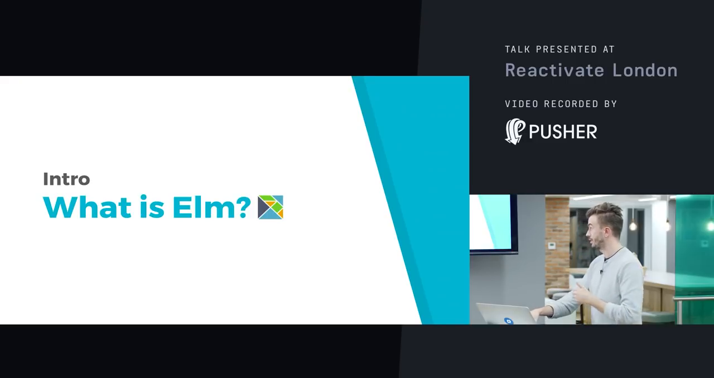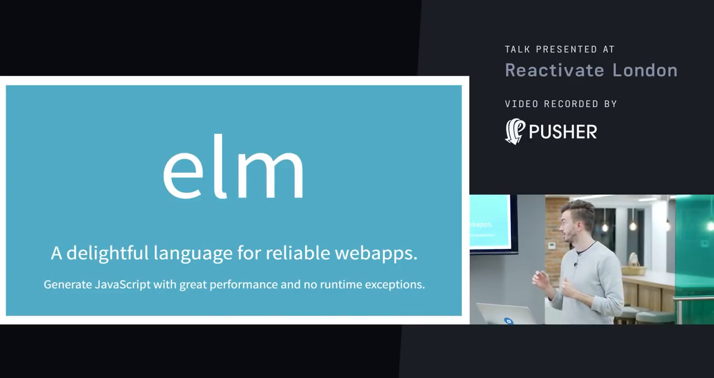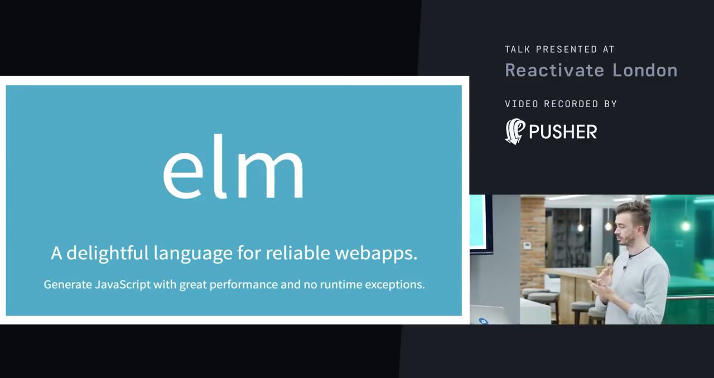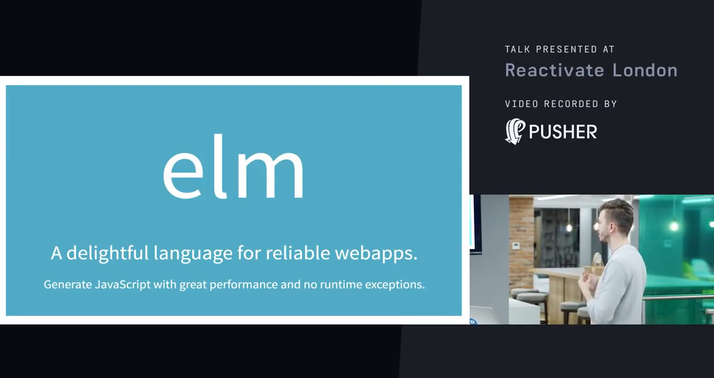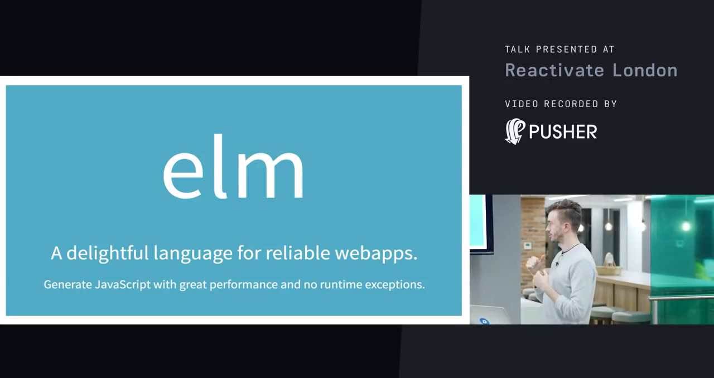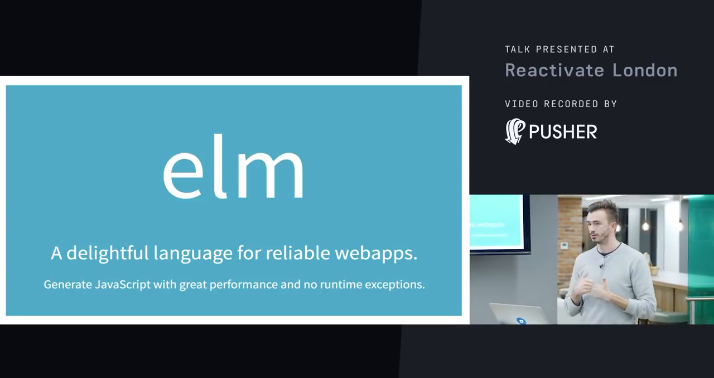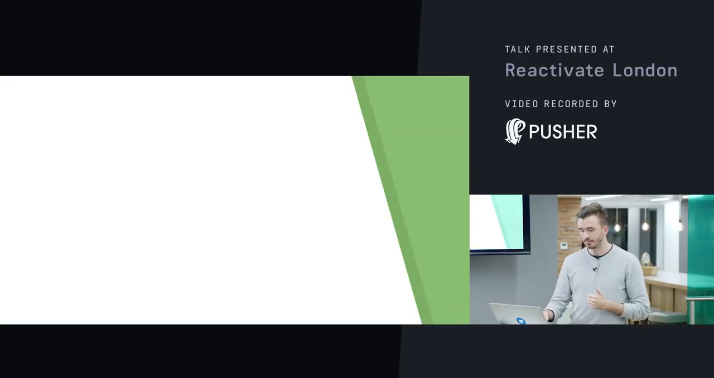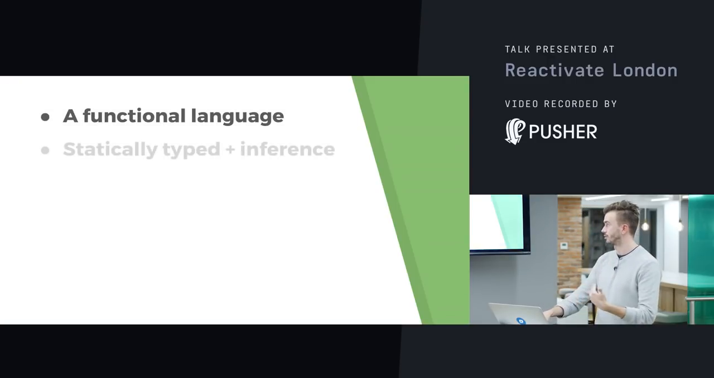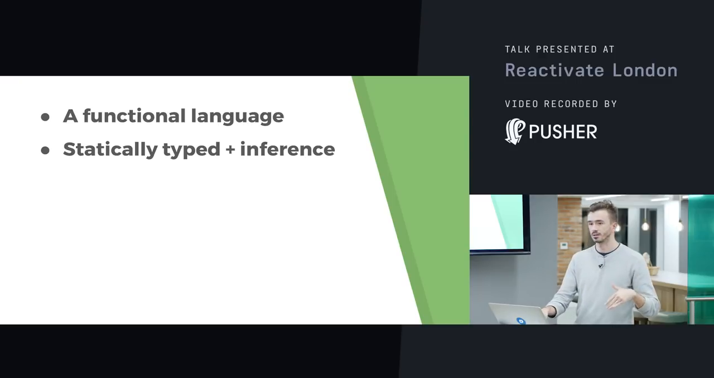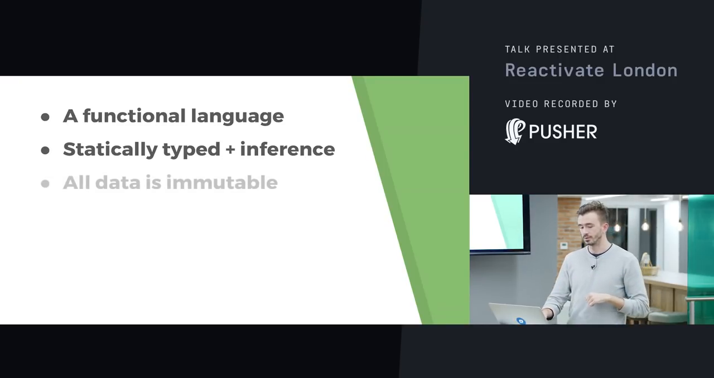Awesome. Okay, what is Elm? By its own admission, this is on the top of the Elm site: Elm is a delightful language for reliable web apps. You can generate JavaScript with great performance and no runtime exceptions. That's almost guaranteed. So in more detail, it's a functional language. It's statically typed, but it has type inference. So if you don't want to write types, you can not, and Elm will still figure out the types for you up until a point.